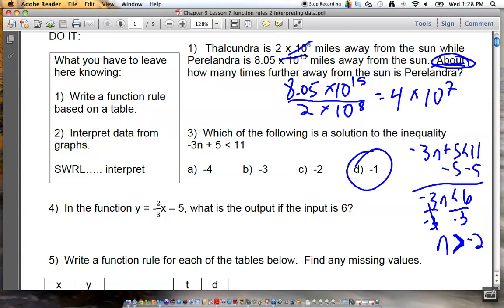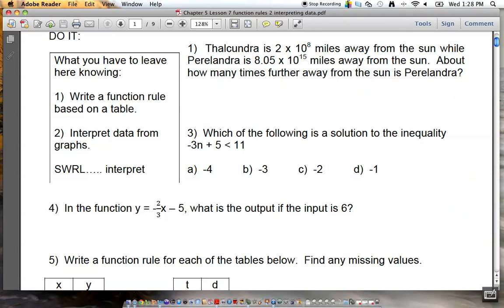Watch, I can even plug in the negative 2 and check it, just like with functions before. Negative 3 times negative 2 is 6. 6 plus 5 is 11. Is 11 less than 11? No. The only one that'll work is negative 1. Okay, next up.